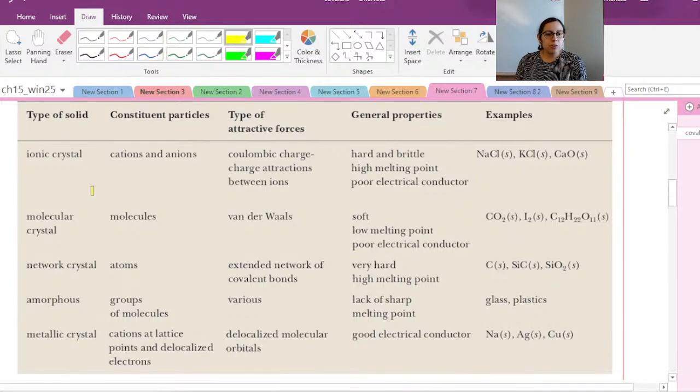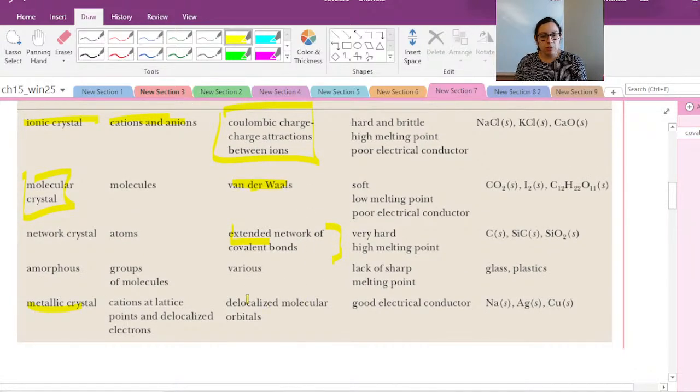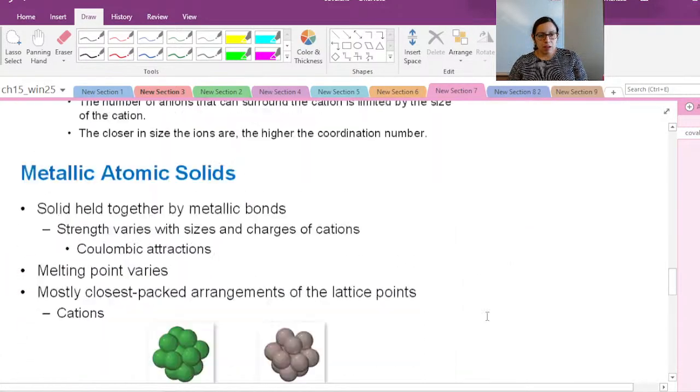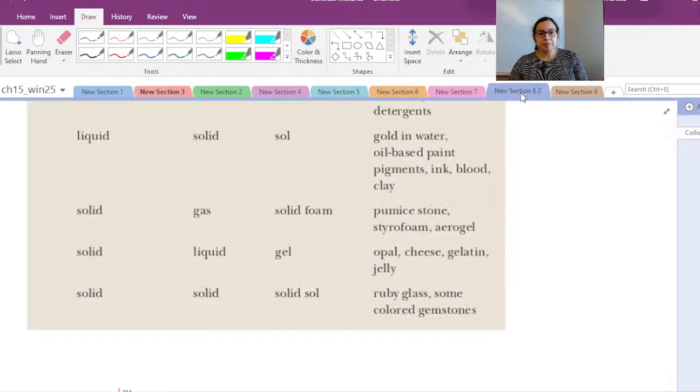So quick overview, just like we said, ionic crystals are dictated by Coulombic attractions. Our molecular crystals were mainly van der Waals, like we went over in this chapter. And then we'll save these network crystals and what is meant by this extended network of covalent bonds. Same thing with these metallic crystals. So we'll look at this delocalized orbital, but again, we'll get into it. Okay, I think that pretty much sums that up.